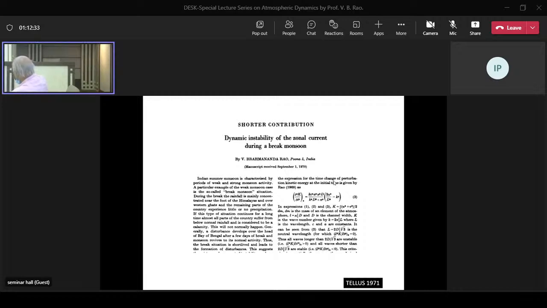U after delta t equals U0 plus dou U by dou t into delta t plus one by two factorial terms, that is Taylor's theorem. If I take only the linear term, if I know the initial value U0 and dou U by dou t, then I can extend U after some delta t. That is the basis of the so-called numerical weather prediction. This type of problem mathematically is called a marching problem. You march left, right, left, right, march in time. So it's called a marching problem.